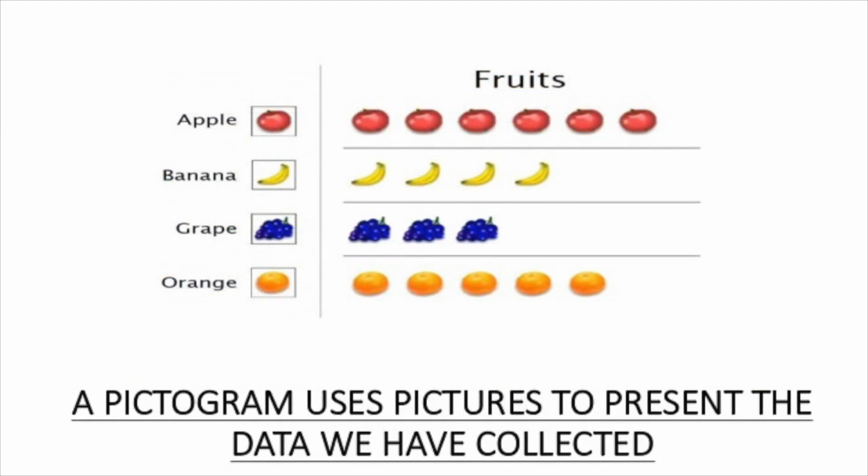A pictogram uses pictures to present the data we have collected. Yes, this pictogram is about fruits, but it could be about anything. Sports, vehicles, people, anything you want. We just need the picture so that we can show.